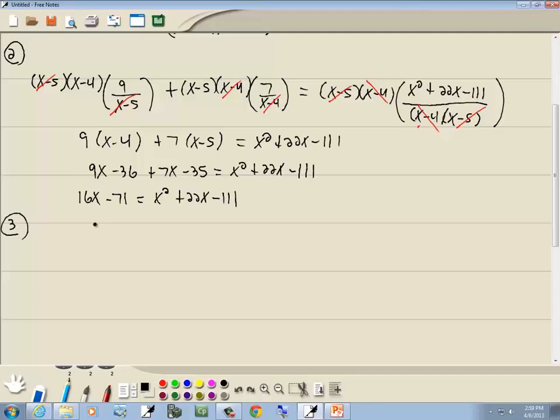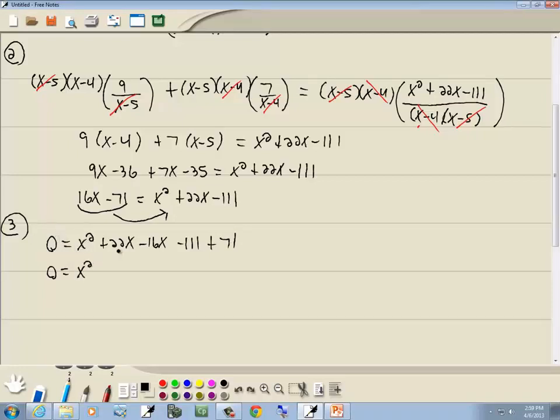Now step 3, solve for x. Well, this has an x squared in it, quadratic. So we want to get everything over one side, 0 on the other. And we'd like the number that's in front of our x squared to be positive. So I'm going to take the 16x minus 71 over to the right side. So we got 0 is equal to x squared plus 22x minus 16x minus 111 plus 71. Again, you take anything across your equals, your sign changes.